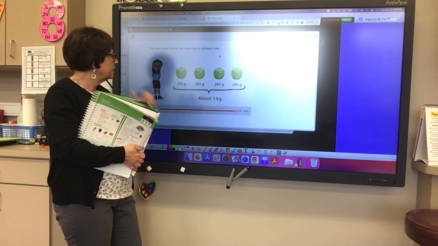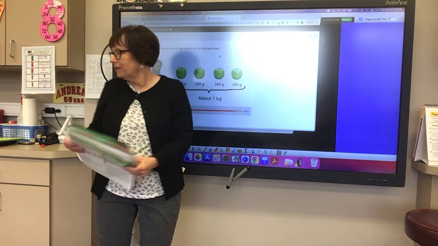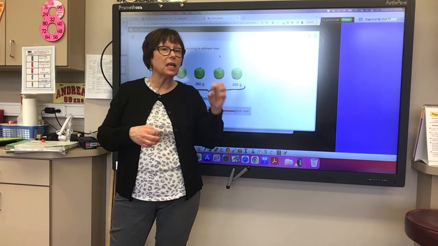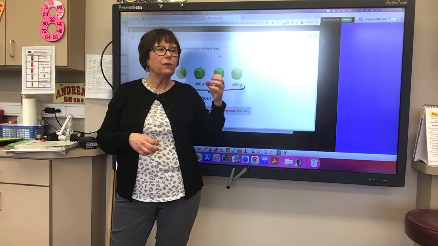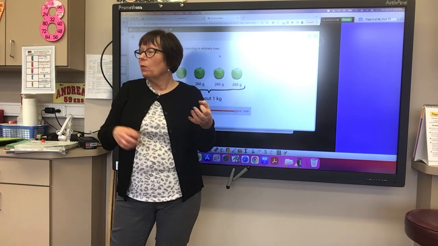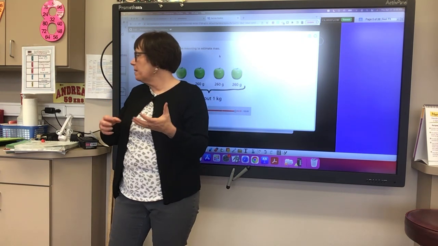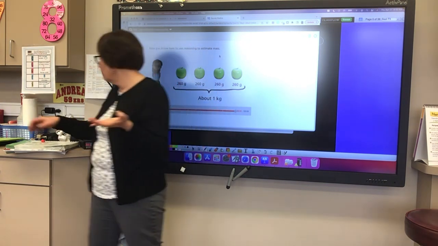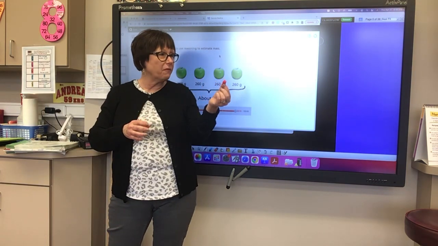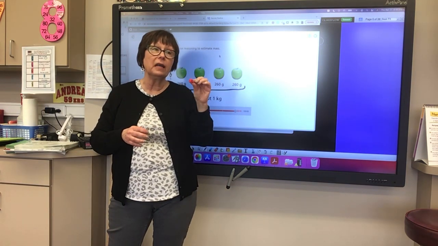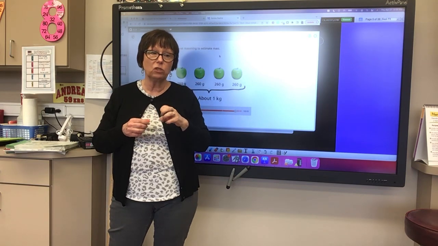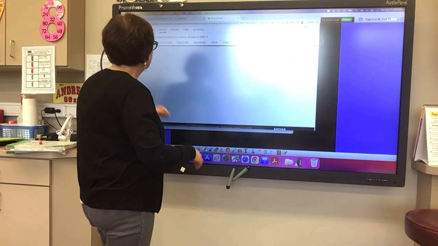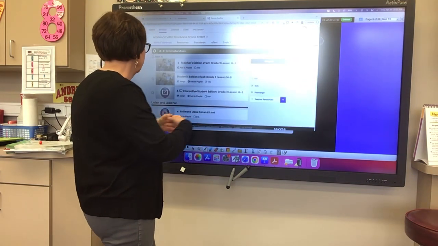Okay. So that was work getting an idea about what the difference in a kilogram and a gram is. So we're thinking a kilogram would be about the size of a cantaloupe or maybe a book. A gram is about the size of a grape, an olive, or maybe this eraser that we have here. So a gram is very small in comparison to the kilogram, which is much bigger. So let's do a little practice together and see if we can put that into practice.